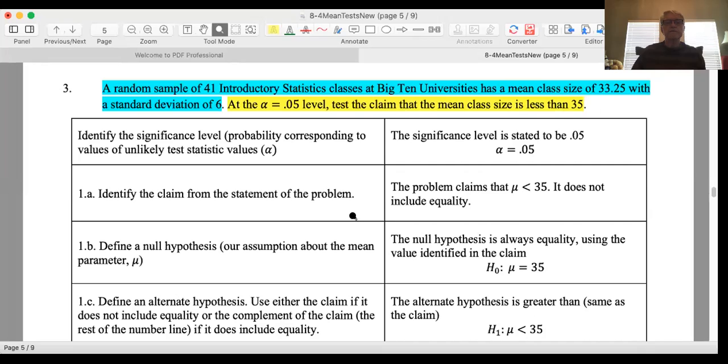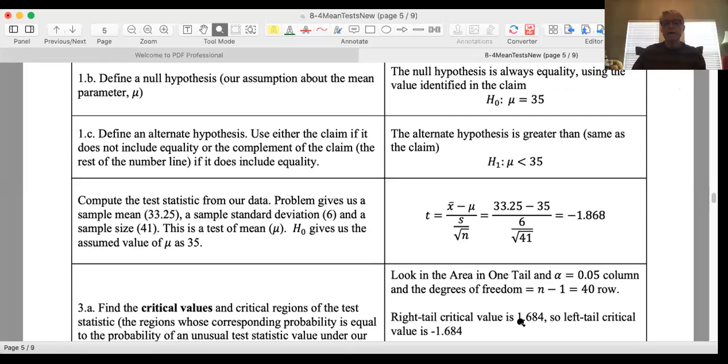So that's pretty straightforward. The sample information is we have a sample size of 41, a sample mean of 33.25, and a sample standard deviation of 6. We set up our null and alternate hypotheses. The claim does not include equality, so the alternate is the same as the claim. And we see it is a left-tailed test, one tail.